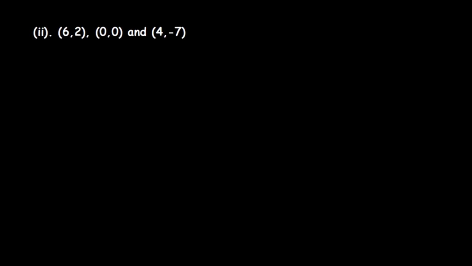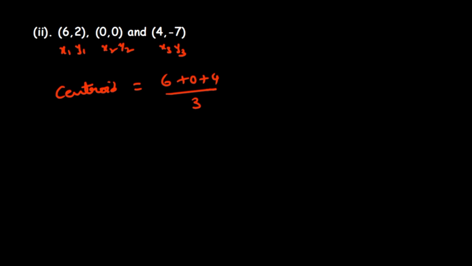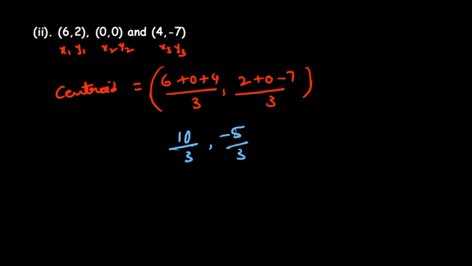Here this is x1 y1, x2 y2 and x3 y3 I am taking. Now the centroid again. So this time I am going to write without using the formula, just 6 plus 0 plus 4, that is x1 plus x2 plus x3 by 3, and 2 plus 0 minus 7 by 3, y1 plus y2 plus y3 by 3. So the next step we write 6 plus 4 is 10 divided by 3 and 2 minus 7 is minus 5 by 3. So this is the point 10 by 3 comma minus 5 by 3.